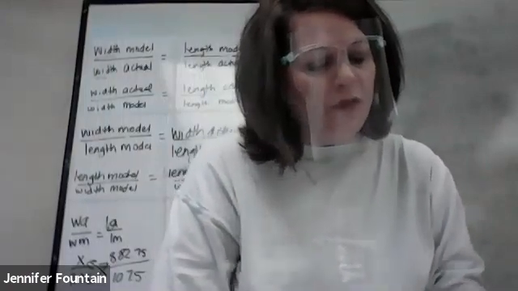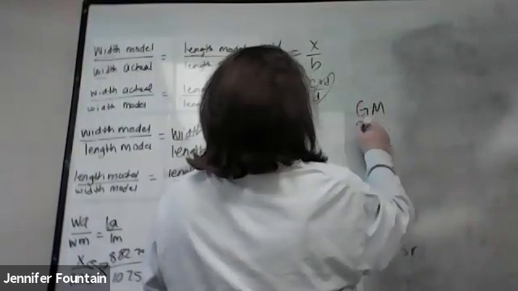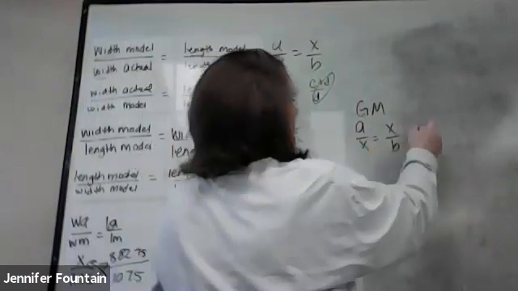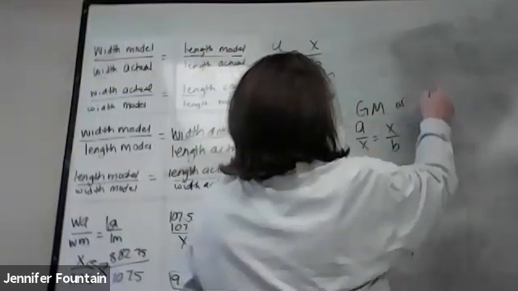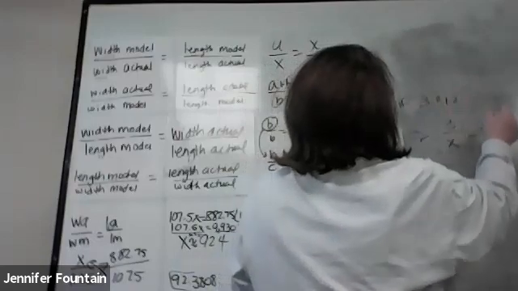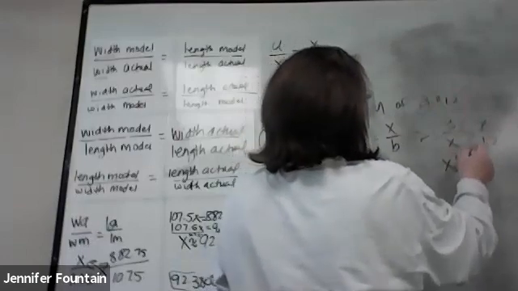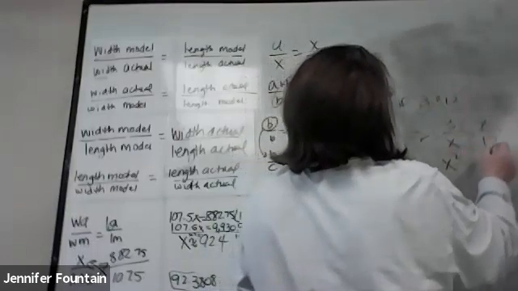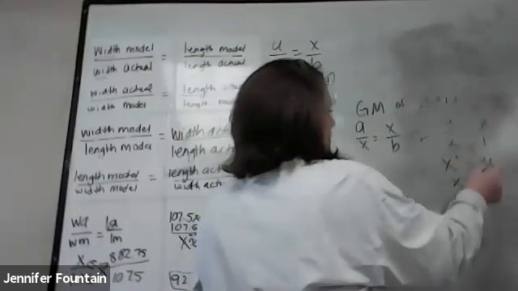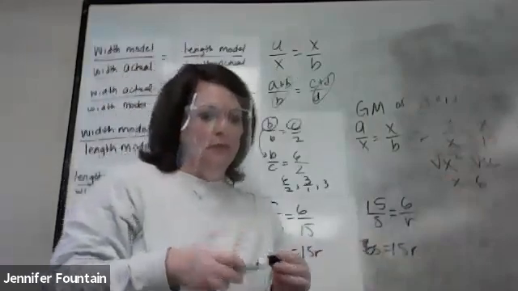Look at number 5. It says find the geometric mean of 3 and 12. So geometric mean, we already said, was A over X is equal to X over B. What is A going to be? 3. Good. So I have 3 over X is equal to X over 12. So X times X is X squared. 3 times 12 is 36. So what does X equal? X is equal to 6. 6, because it's the square root. Good.